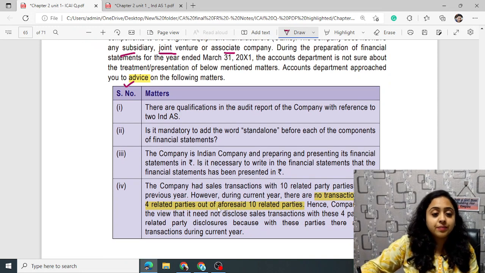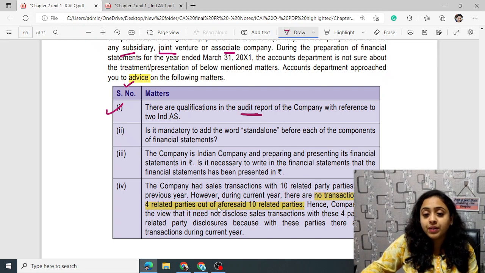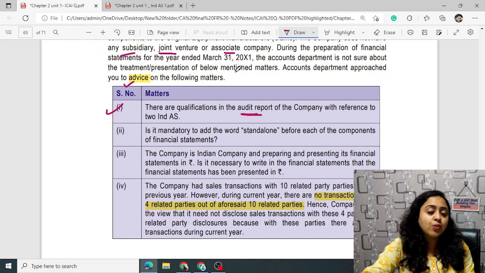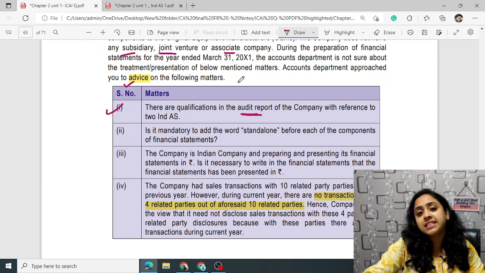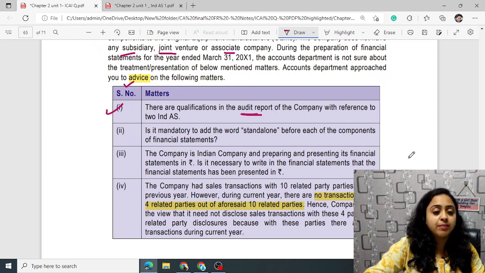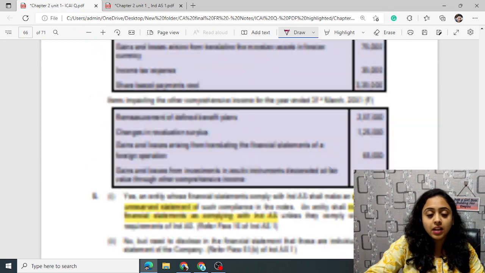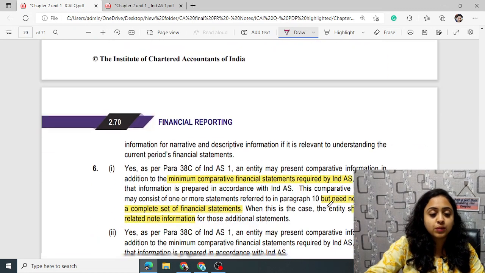Firstly, there are qualifications in the audit report of the company with reference to two Ind AS. So we will say that yes, still you can present a statement by providing an explicit and unreserved statement that they have complied to Ind AS, because reporting and preparing the financial statement is the responsibility of the management. Answer number 6th one.